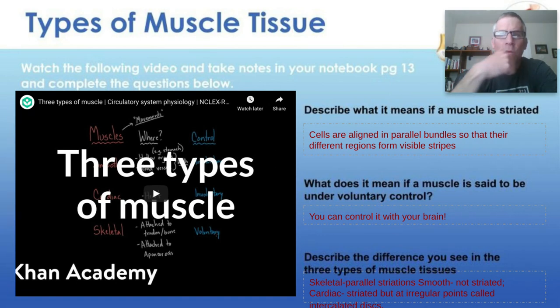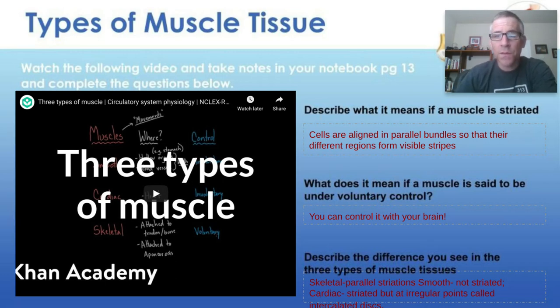And so what we want to make sure we know are skeletal muscles, smooth muscles, and cardiac muscles. Describe what it means if a muscle is striated. Those cells are aligned in those parallel bundles so that their different regions form visible stripes. So when we say striated, think striped. What does it mean if a muscle is said to be under voluntary control? Well, that's simply enough. We can control that. We can tell certain muscles of our body when to contract and when to relax.